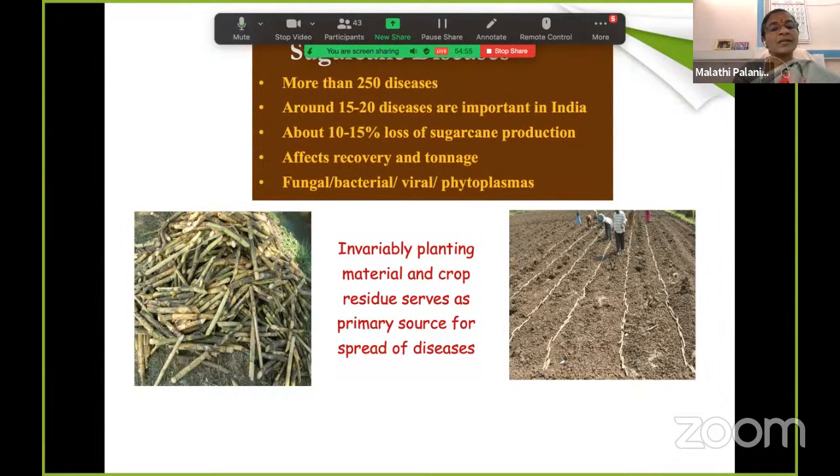And these diseases are caused by different kinds of causal agents, including fungal, bacterial, viral, and phytoplasmas. Irrespective of agents, invariably the planting material serves as the primary source of inoculum. And for the fungal diseases, the crop residue also serves as a source.